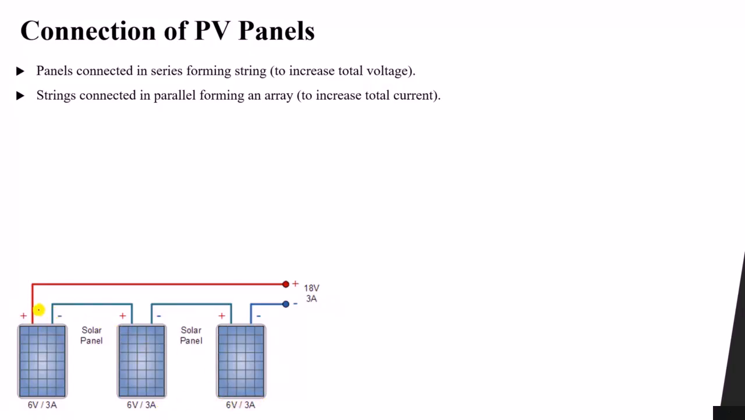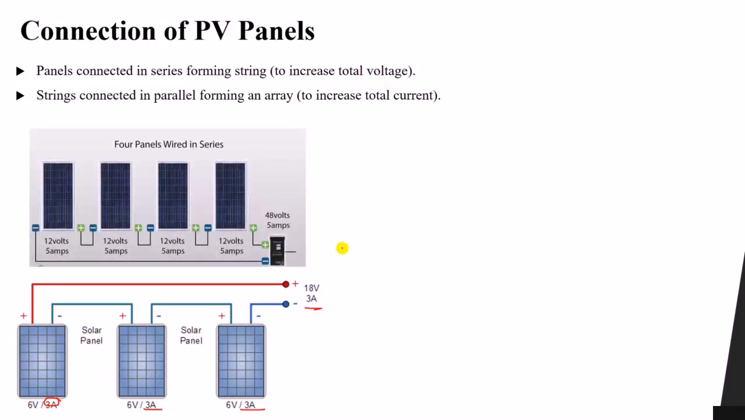Now you can see that each panel has a positive and negative terminal. Positive, negative, positive, negative. Now when these panels are connected, negative with positive, negative with positive, it means that these panels are in series. So since they are in series, the output current will be the same, 3 ampere, but the voltage will be the summation, 6 plus 6 plus 6, which is 18 volt. So when we connect the panels in series, we form a string to increase the total voltage.